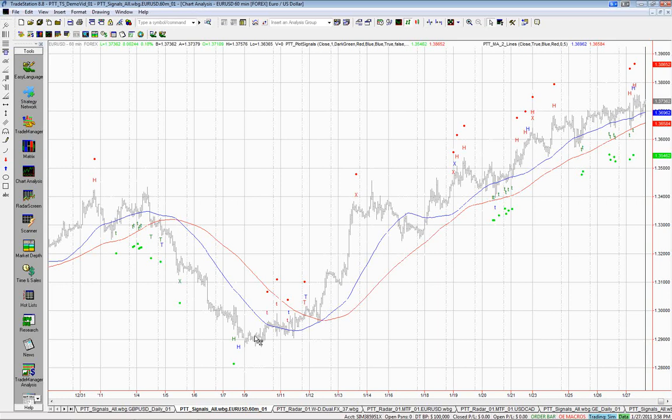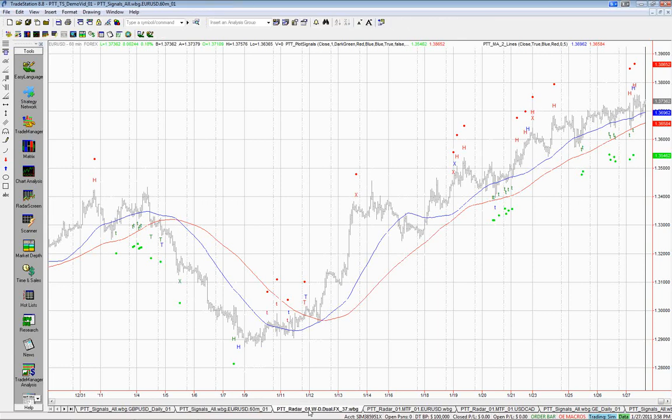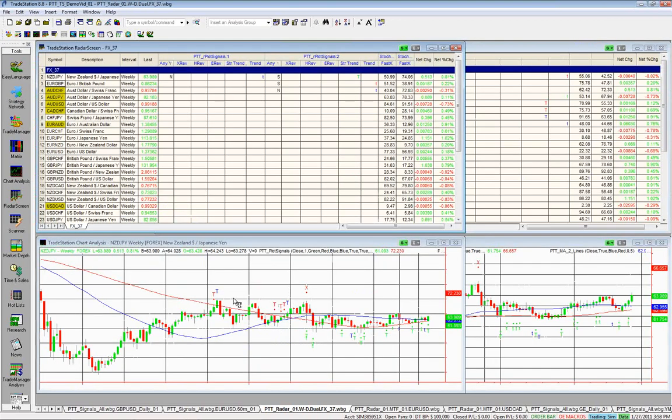I want to show you something that's really cool on TradeStation. It's called the radar screen. And this radar screen, this is the default one, and the radar screen allows you to do some really neat stuff with the toolbox. First of all, this radar screen has 2 charts on it and 2 radar screens.